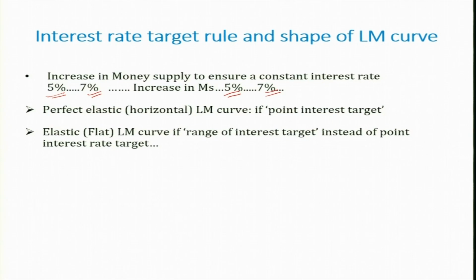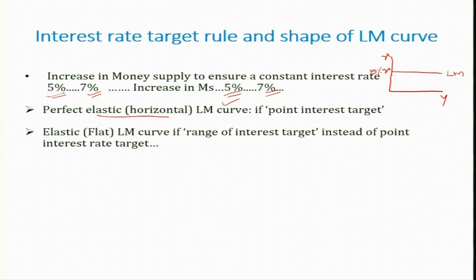So in this case, if they clearly want a particular rate of interest, the LM curve is going to be horizontal. This is the LM curve if they clearly want the rate of interest at a fixed rate, for example 5%. In this case it is going to be a perfectly elastic curve.